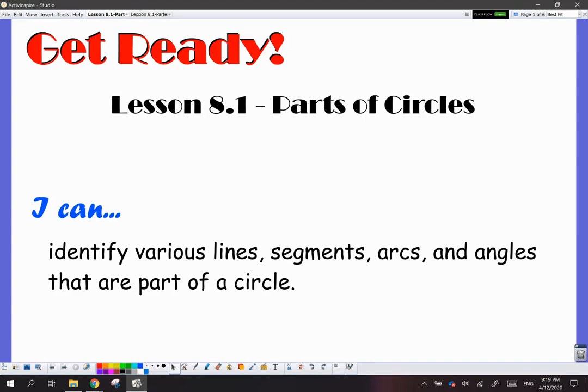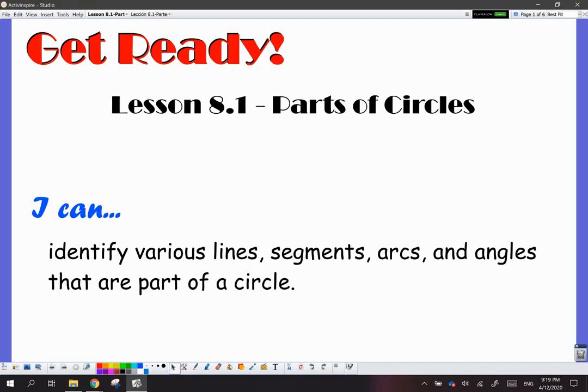This is Mr. Garcia, and today we're going to be starting a new unit on circles. We're going to open up this new unit by talking about the parts of circles. So we're going to be looking at different lines, segments, arcs, and angles that form different parts of the circles. Each of these parts have unique properties, and we'll be discussing those properties in future lessons.